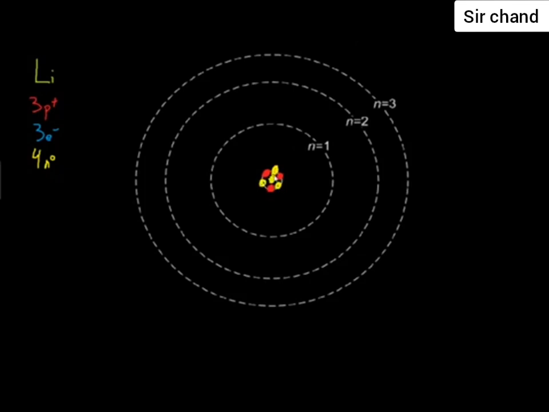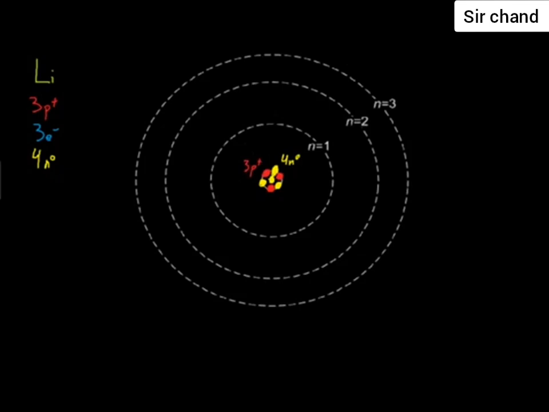Now if you're wondering, okay, how did I decide where to put these? I'm just putting them in random order here just to represent the nucleus, okay? So this is 4 neutrons and 3 protons in lithium.